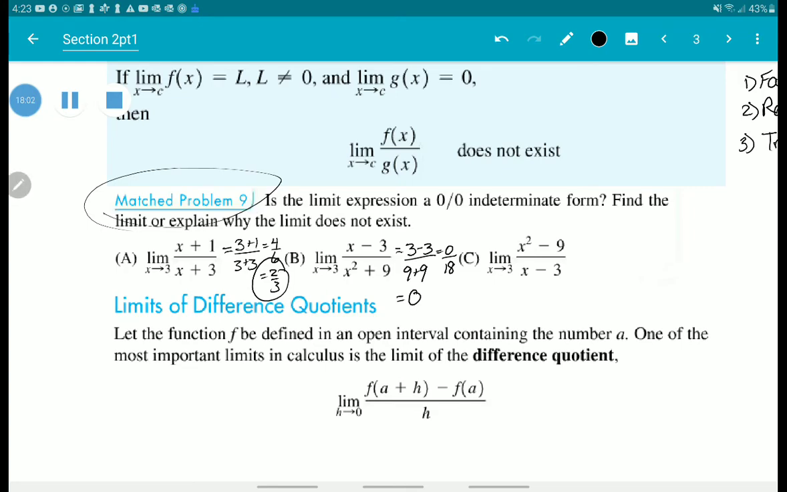So if we try to factor this, top factors into x plus 3 times x minus 3. We can see those factors reduce. So we take the limit as x approaches 3 of x plus 3. And we're going to get 3 plus 3, which is 6 for our final answer.